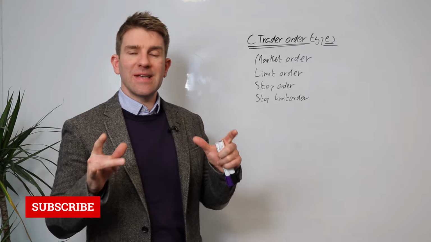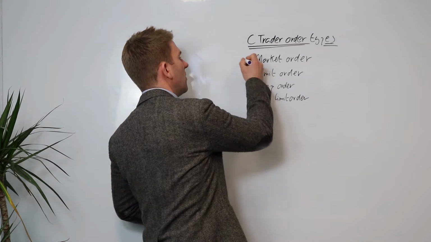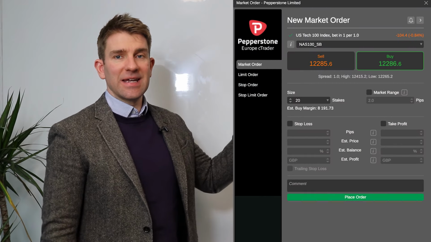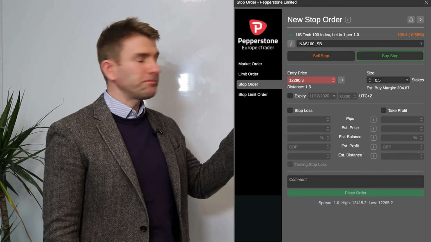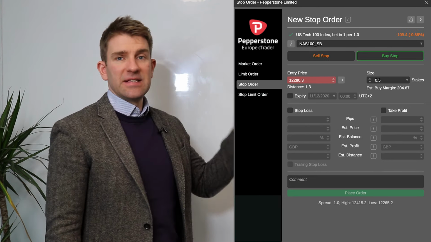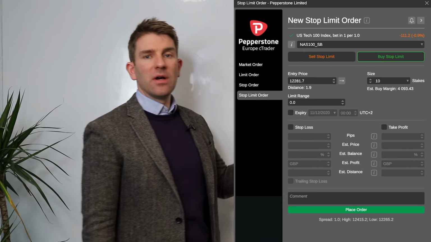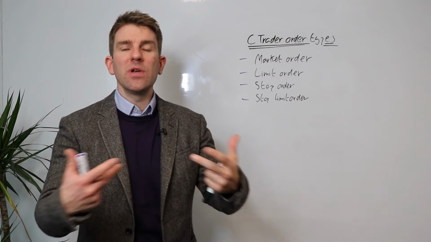One of the things that is handy about cTrader is the four different order types on offer. You've got market order, and the ticket looks like this for market order. You've got limit order, the ticket looks like this. You've got the stop order, the ticket looks like this, and for your stop limit order the ticket looks like this. But the important thing is when we use them.